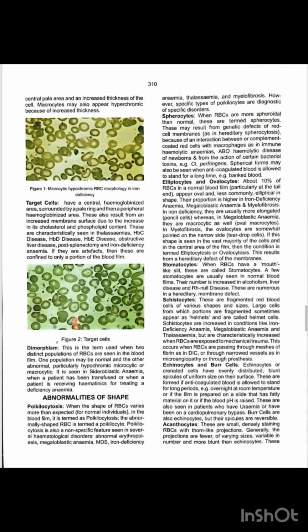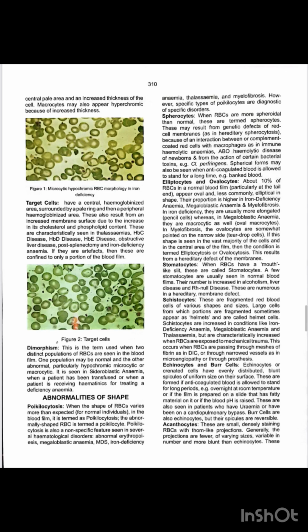Now the dimorphism. Dimorphism is when two distinct populations of RBCs are seen in the blood film. One population is normal and the other is abnormal, particularly hypochromic microcytic or macrocytic. Dimorphism is seen in sideroblastic anemia, when a patient has been transfused, or when a patient is receiving hematinics for treating a deficiency anemia.